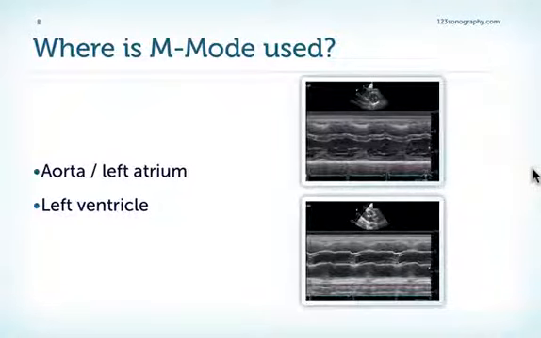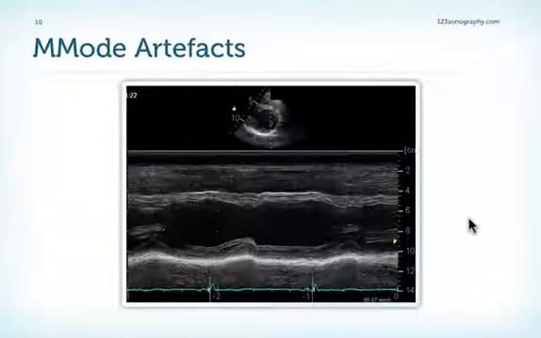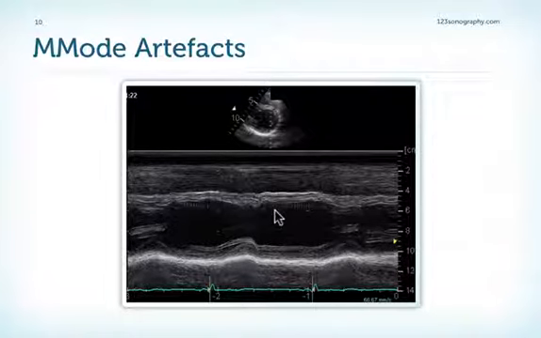So in which situations and in which positions do we use the M-mode? Well, most frequently we actually use it to measure the left ventricle, but also for the aorta and the left atrium. Other potential applications are the mitral valve and for the detection and for the assessment of prosthetic valves. However, I would say these two indications do not really have very much clinical applicability in modern echocardiography. Keep in mind that M-mode is also an ultrasound technology, so we can also have artifacts. Here are some examples of artifacts in an M-mode image.